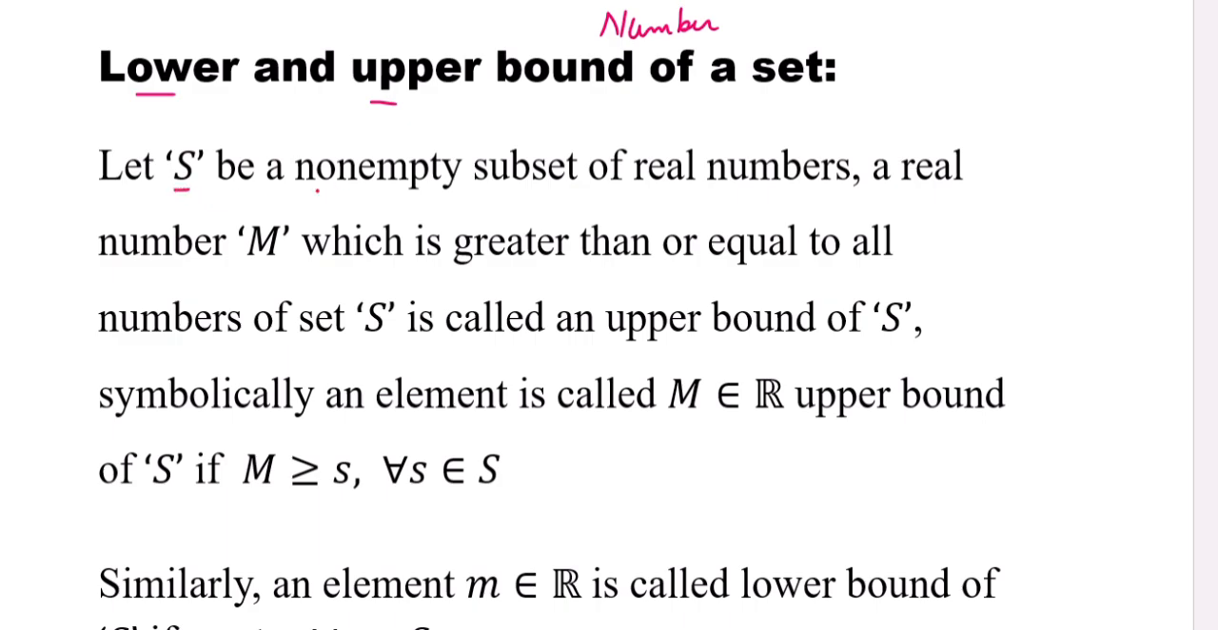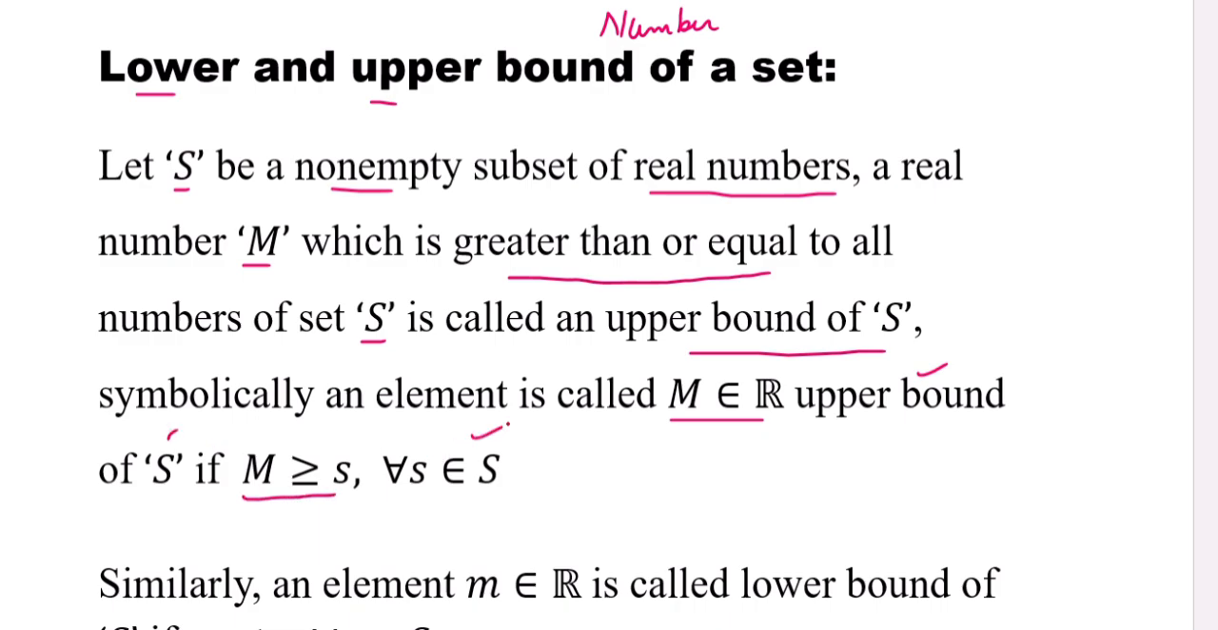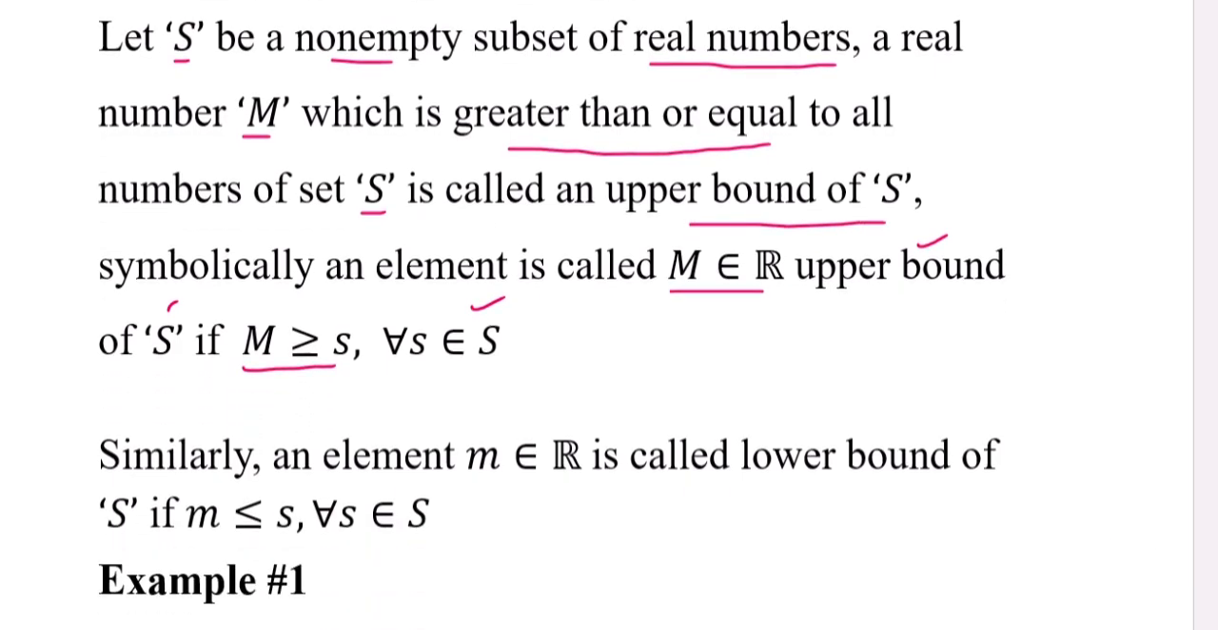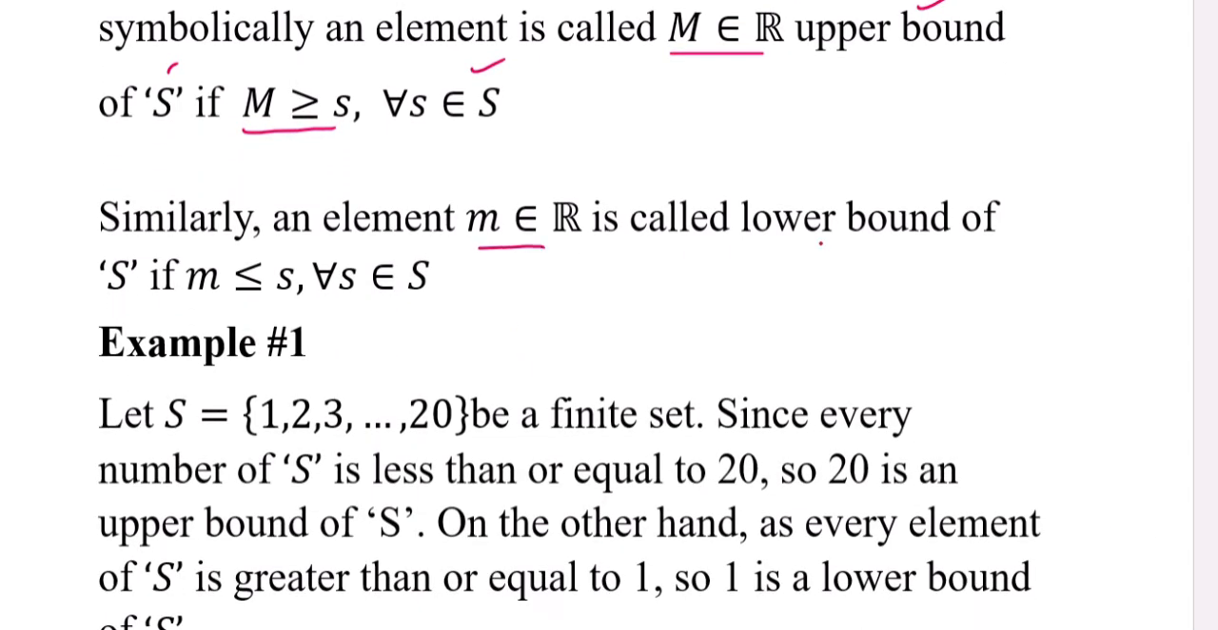Let S be a non-empty subset of real numbers. A real number capital M, which is greater than or equal to all numbers of set S, is called an upper bound of S. Symbolically, an element capital M belonging to R is called an upper bound of S if M is greater than or equal to s for all s belonging to S. Similarly, an element small m belonging to R is called a lower bound of S if this real number is less than or equal to every element of set S.